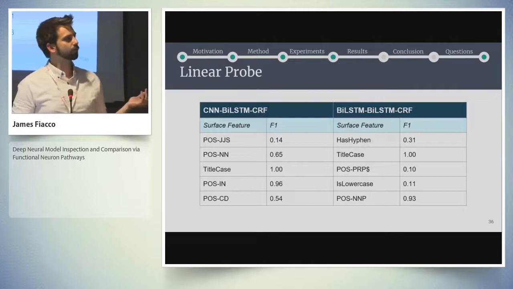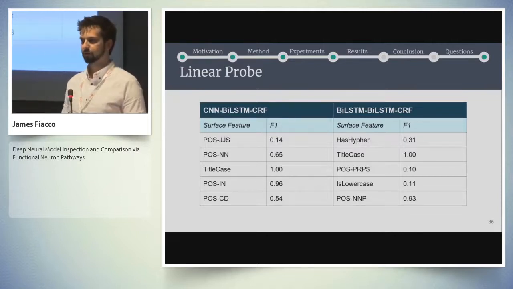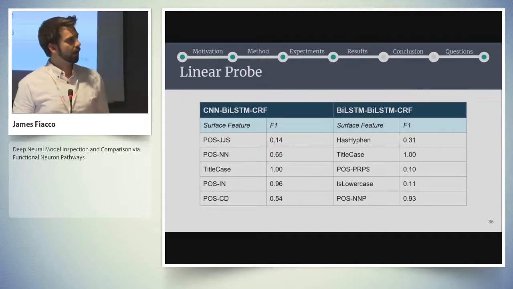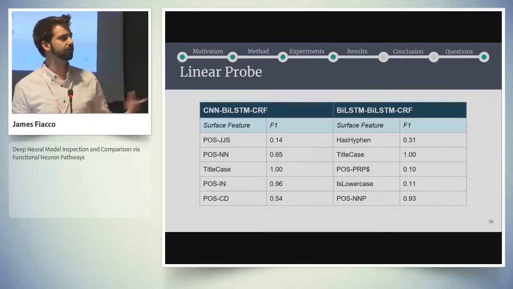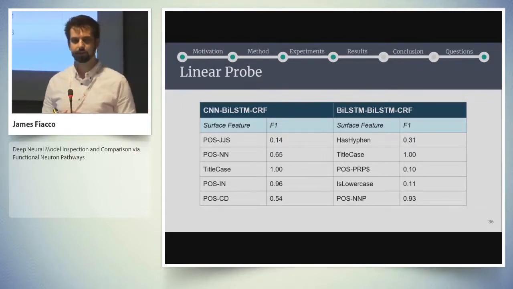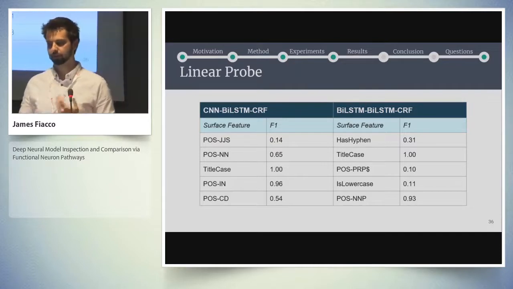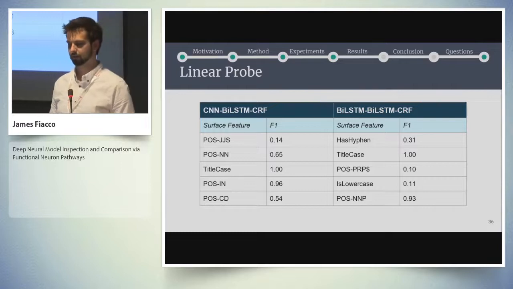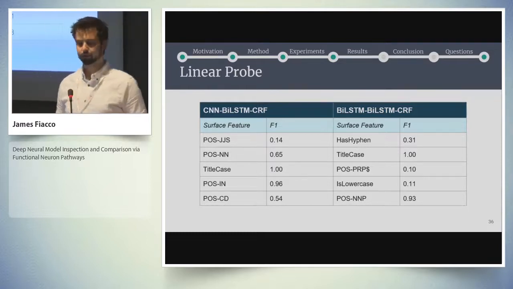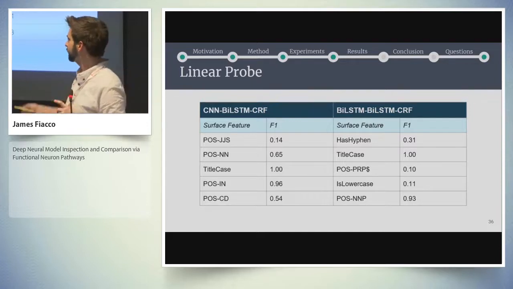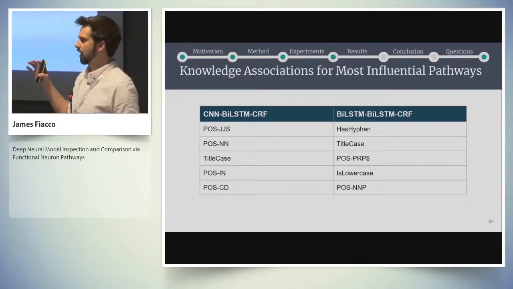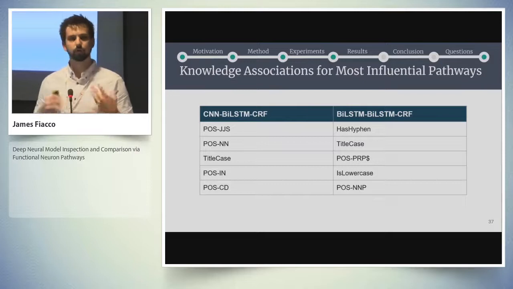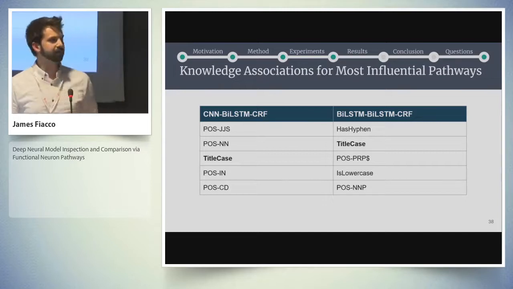So now here are some results for a selected number of the external knowledge probes that we used, a very, very limited subset. For the NER test, we use surface features. And as you can see, some of the probes do really well, for instance, title case on both models, and some of the probes do very poorly, like adjectives. The reason that we displayed these particular surface features is because those were the surface features most associated with the pathways that were most influential for explaining what these models were doing differently. And you'll notice that title case appears in both of these.